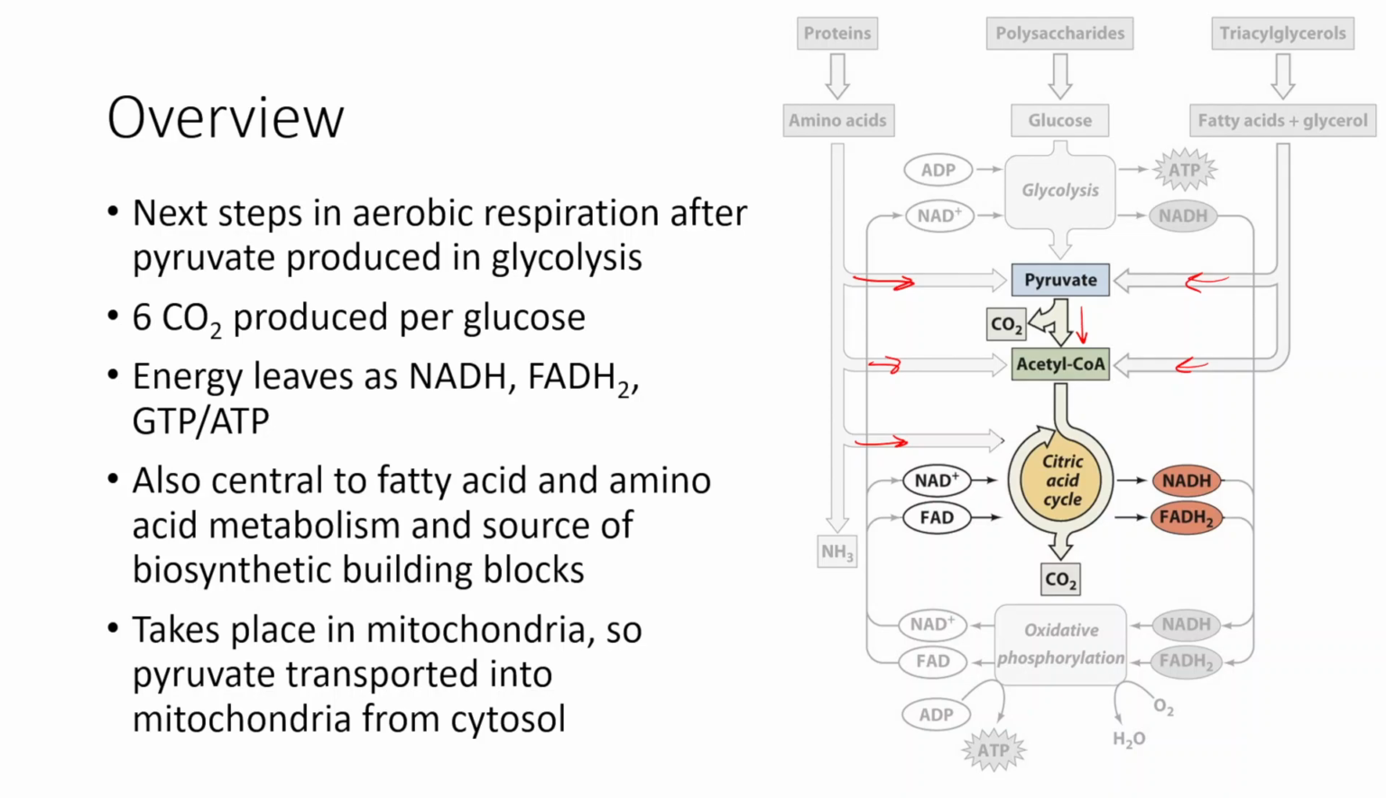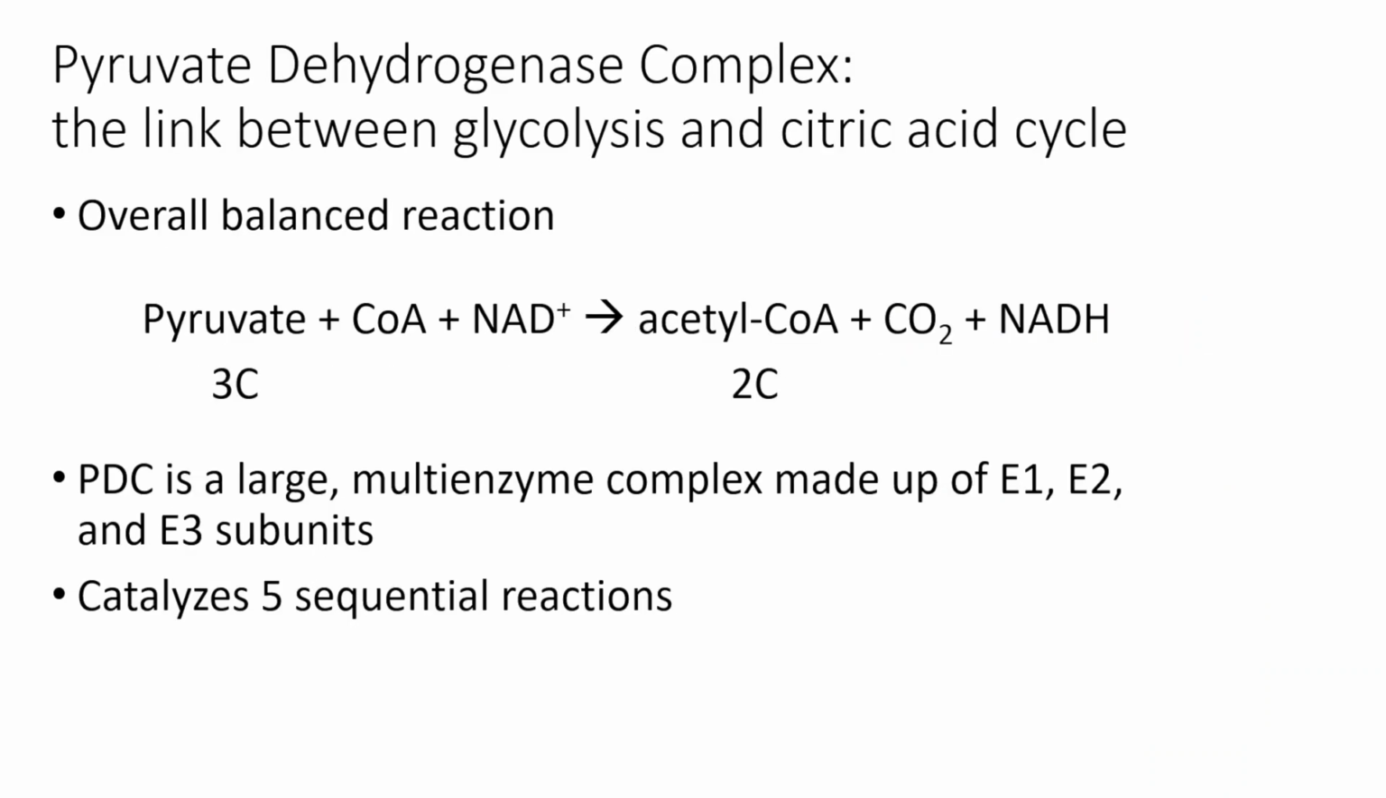It's also important to note that all of this is happening in the mitochondria. So all the pyruvate that's generated by glycolysis in the cytosol has to be transported into the mitochondria before any of this can happen, because all the enzymes that carry out these reactions are located in the mitochondria. So with that, let's start talking about the pyruvate dehydrogenase complex, which we can also call by its initials, the PDC.